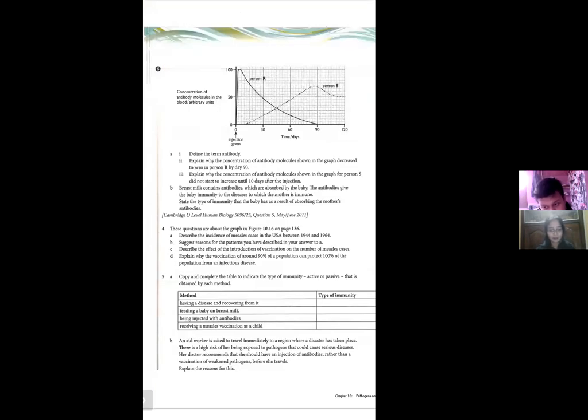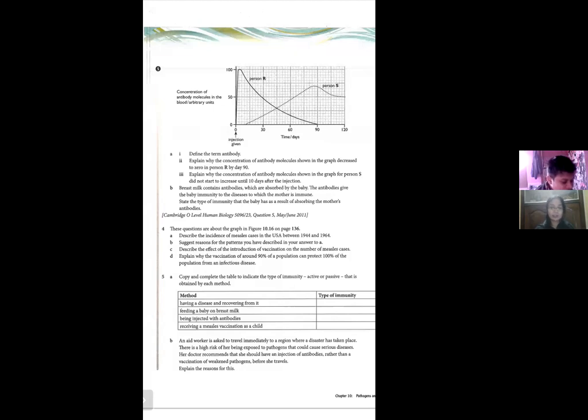Okay, now question number C. Describe the effect of the introduction of vaccination on the number of measles cases. So we will have to write that. You can see the number of measles cases here. It is in thousands, right?